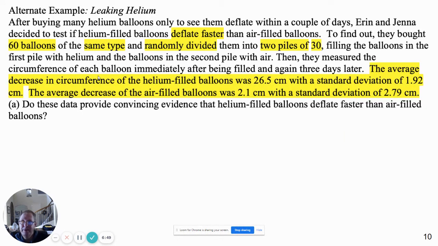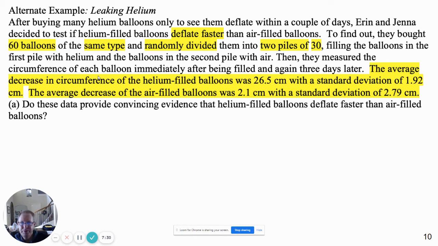After buying many helium balloons only to see them deflate within a couple days, Aaron and Jenna decided to test whether helium-filled balloons deflate faster than air-filled balloons. To find out, they bought 60 balloons of the same type and randomly divided them into 2 piles of 30. Okay, so this looks like they're going to be doing an experiment. They filled the balloons in the first pile with helium and the balloons in the second pile with air. Then they measured the circumference of each balloon immediately after being filled and again 3 days later.